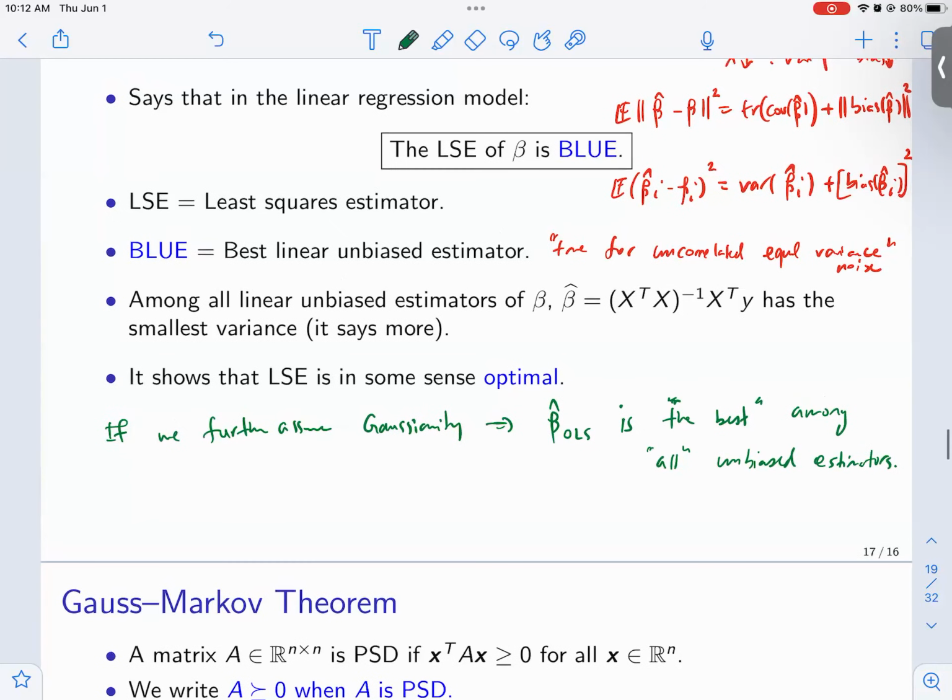Okay, so linear, if we only have uncorrelatedness and equal variance for the noise. So this is basically saying the covariance of epsilon, remember, is sigma squared I. If I further assume Gaussianity, which means epsilon is normal with mean 0 and variance sigma squared I, then OLS is the best unbiased estimator, has the smallest variance. Sounds good.